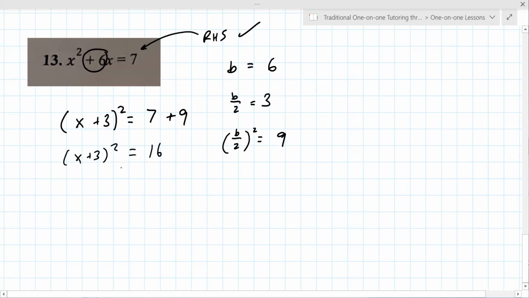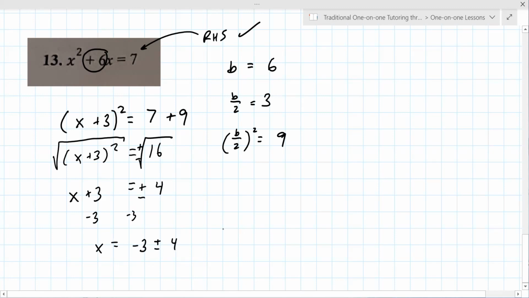Okay, there we go. It's 16 on the right-hand side, and now you take a square root of both sides. What is the square root of 16? The square root of 16 is 4. Very good. Okay, so now we subtract 3 from both sides. So x equals minus 3 plus or minus 4, which is two things. It's minus 3 plus 4 and minus 3 minus 4.